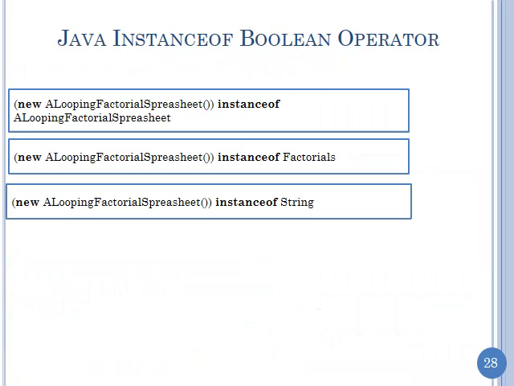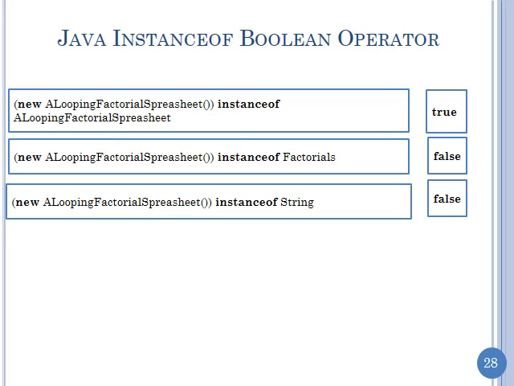Instance of is not just something we'll use in English. You can use that in Java also. So if I say new looping factorial spreadsheet instance of a looping factorial spreadsheet, I'm writing a Boolean expression. And this expression should return true. A new looping factorial spreadsheet instance of string, false. So you can actually take an object and ask, is it an instance of this particular class, or this type, and it'll return true or false.